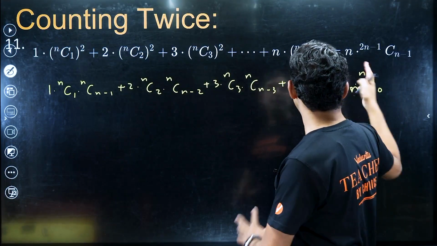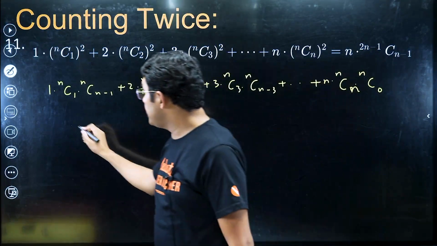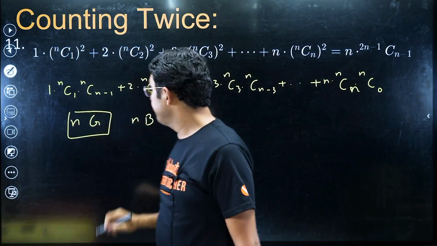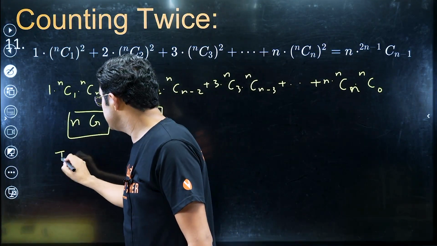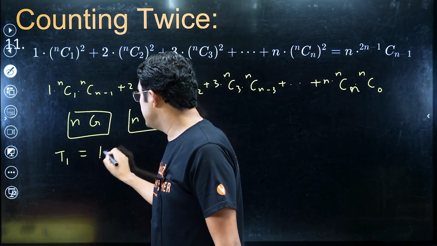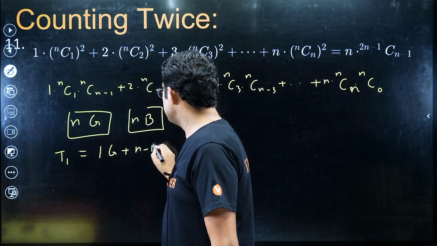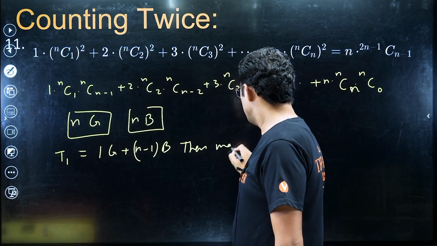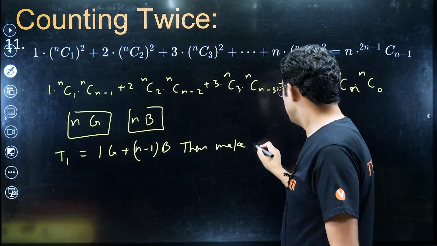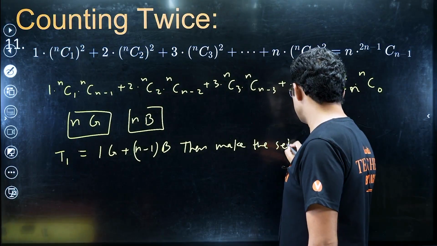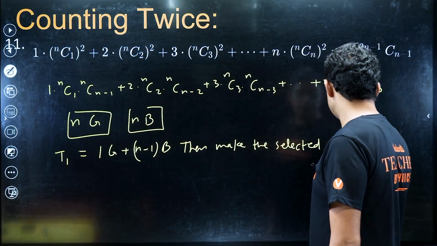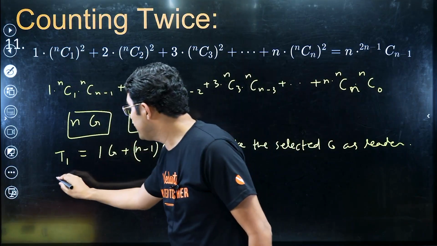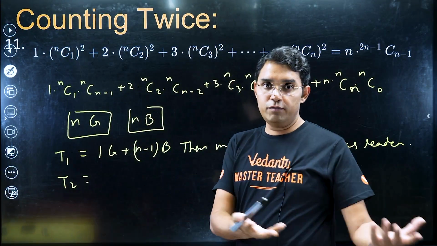Now, how I'll create the analogy of RHS and LHS. Here I'll take again n girls and n boys. Okay, now please see. My first term says, term 1 says choose one girl and n minus 1 boys, and then make the selected girl as a leader. Okay, because we are multiplying by 1 here, so only one girl is there, so only one option is there.